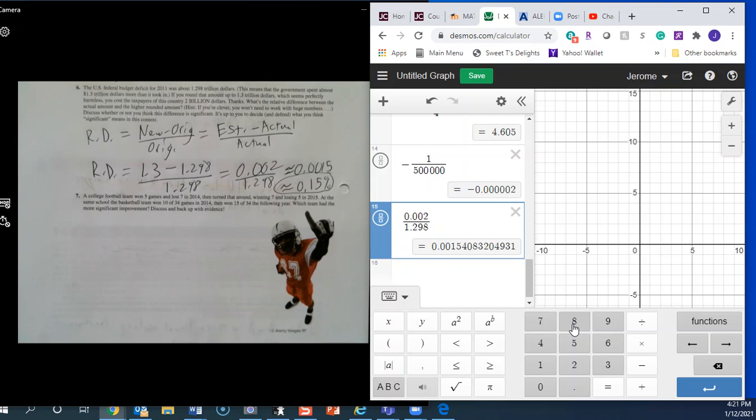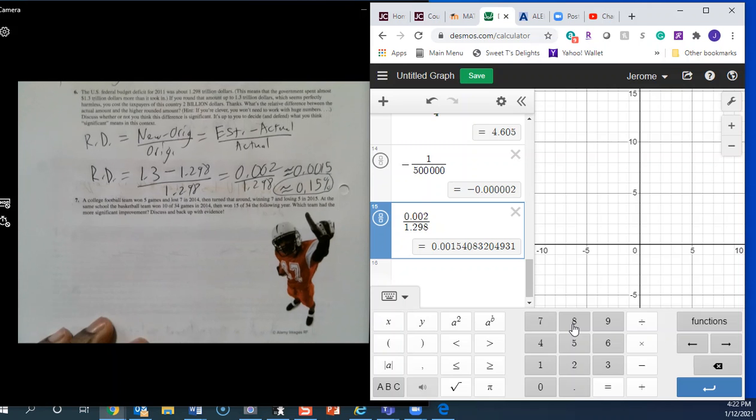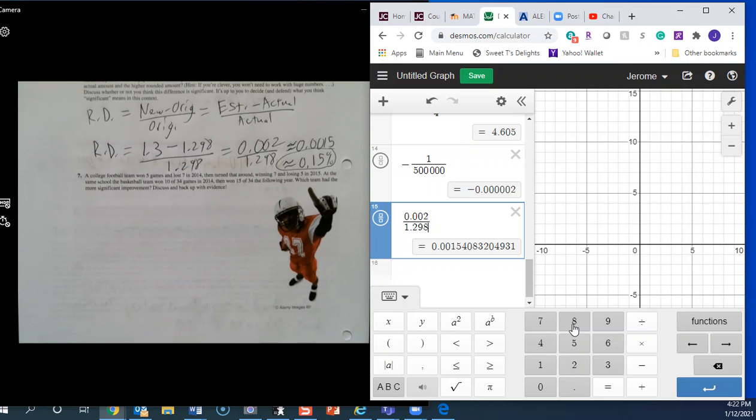Okay, now, number 7. It says a college football team won 5 games and lost 7 in 2014. Then turned that around, winning 7 and losing 5 in 2015. At the same school, the basketball team won 10 of 34 games in 2014, then won 15 of 34 the following year. Which team had the more significant improvement? Discuss and back up with evidence.